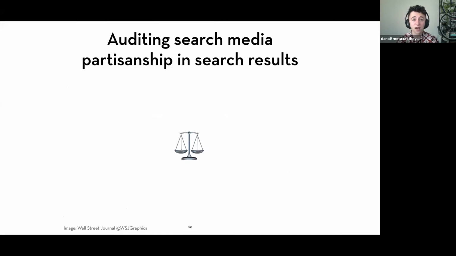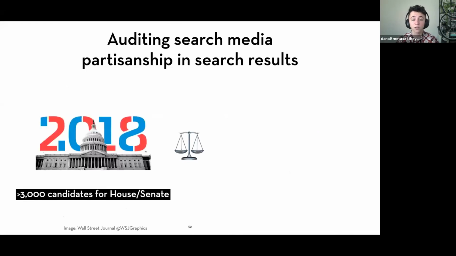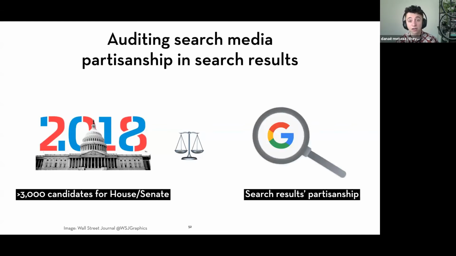So in addition to the previous algorithm audit I showed you, in this case, again, I needed to find a real world data set of importance. So in this case, I collected the names of every candidate running for federal office in the US in the 2018 midterm elections. That's every candidate running for either chamber, the House, or the Senate in any state that year. And then to collect a data set, I built infrastructure to perform queries with those politicians' names, collecting the first page of search results.